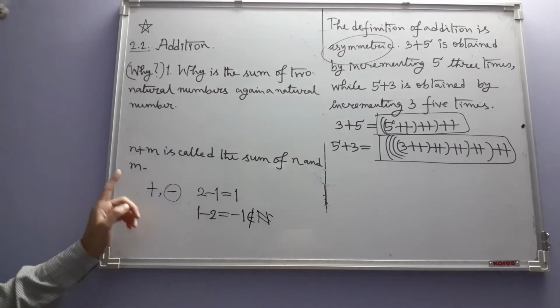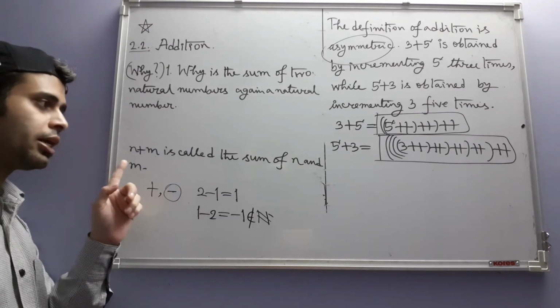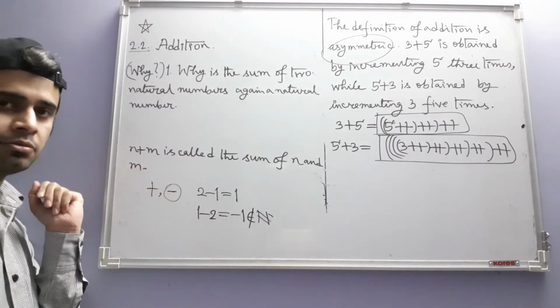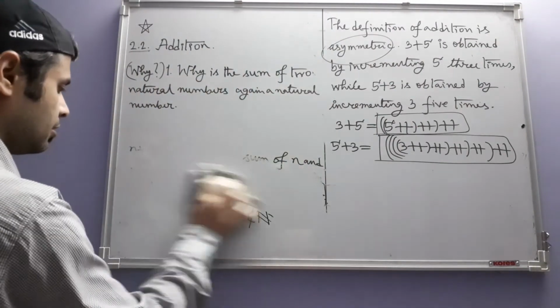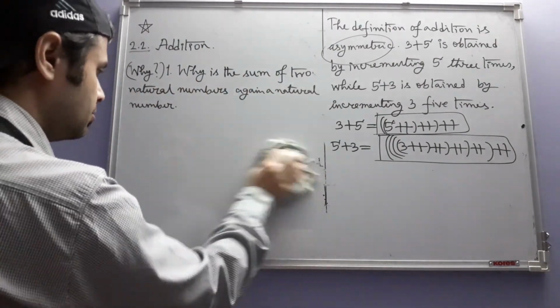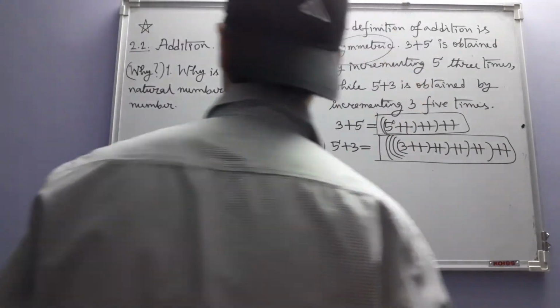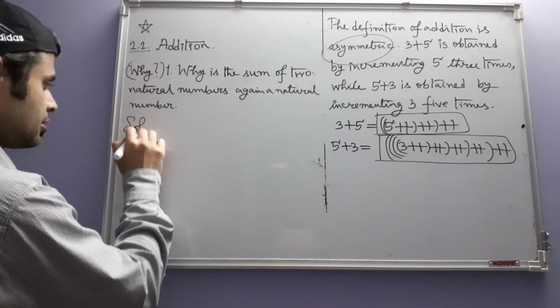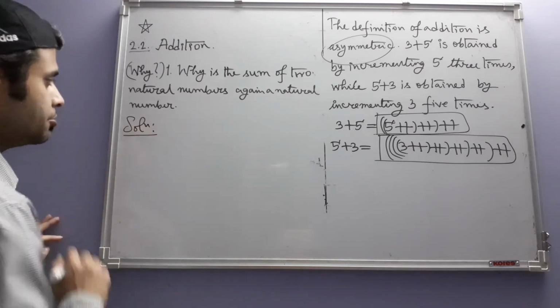So it has to be proved that the sum of two natural numbers is a natural number. And this is also not obvious from the definition. It has to be proved. The proof is very easy, but the proof is necessary. Since it has been given to us as an exercise, this will be a solution.